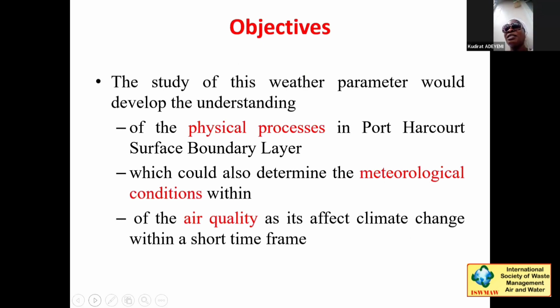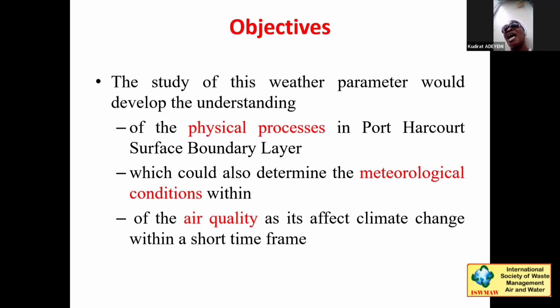So let's look, we want to understand the physical processes in Port Harcourt, studying this particular weather parameter, that is the temperature. As we all know, it's not that other parameters are not of importance. They are all of importance to us as atmospheric observers. But because of the sensitivity of this particular weather parameter, that is why we need to make use of it for us to be able to understand the physical processes that are happening in Port Harcourt.